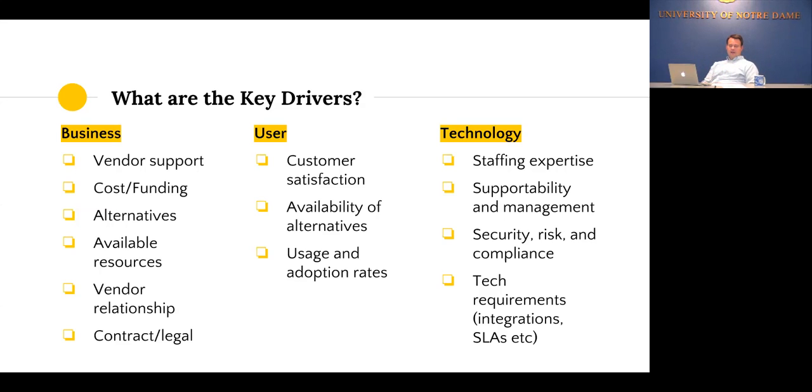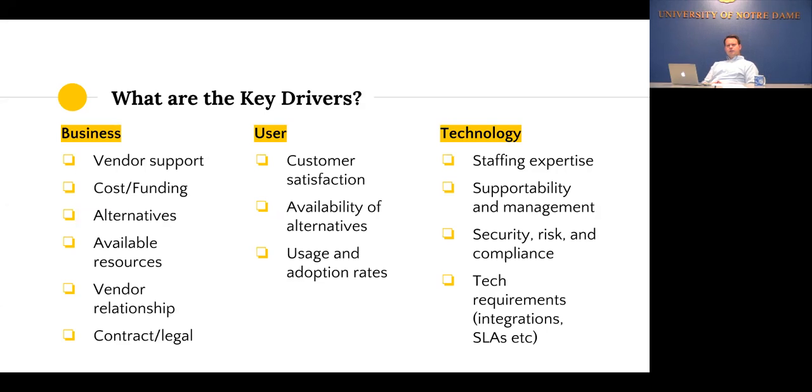Cost and funding. If it's just simply too costly or there are much cheaper alternatives available, the alternatives become a point. Available resources. If you simply don't have the resources to manage this and the need is being pulled elsewhere. Vendor relationship. We've seen this where vendors change. There's an acquisition, there's new staff involved, the relationship sours, and it's just not a strong enough relationship to stay there. That can be a driver for why you're moving. There can be legal or contract reasons as well. You'll notice the shortest list here is the users list.